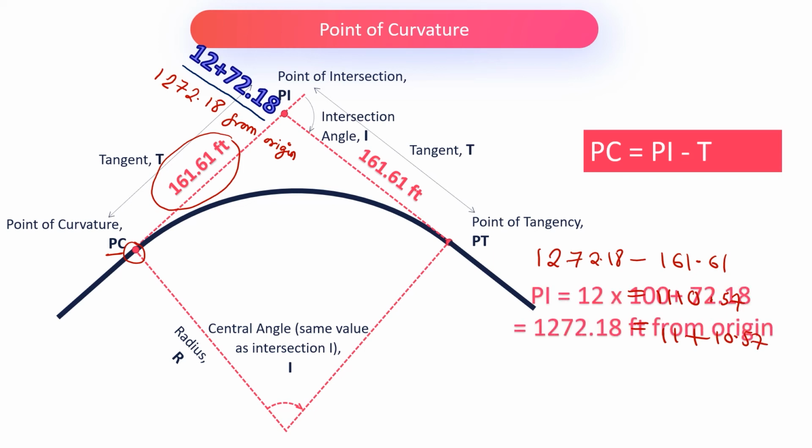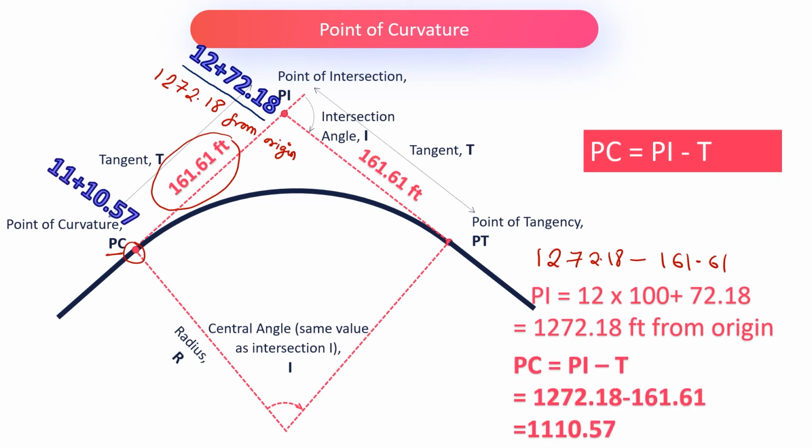So this is again from the origin, and PI minus T gives you this value, and you can write this as 11 plus 10.57, and this is how we find the station mark for the PC.